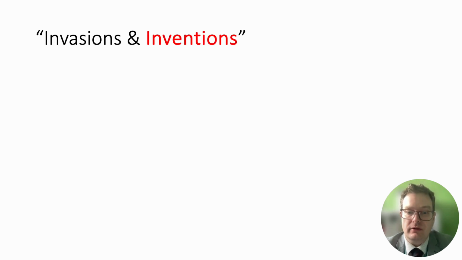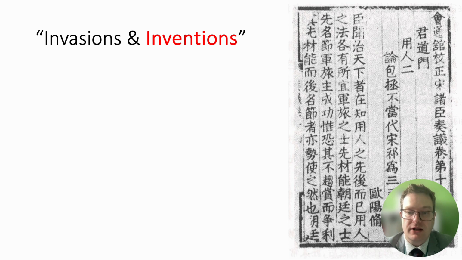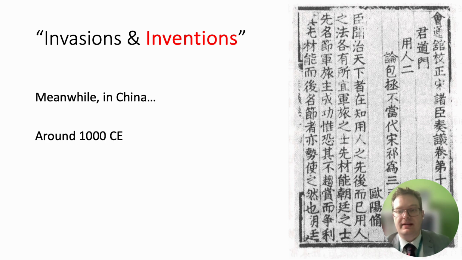So, first of all, meanwhile, in China, around 1000 CE, the first evidence that we found of anywhere in the world doing printing with a machine where you actually had the letters, or in the case of Chinese, the individual characters, each on a little piece of material that you could move around, you could put in a tray, and then print a page with it.